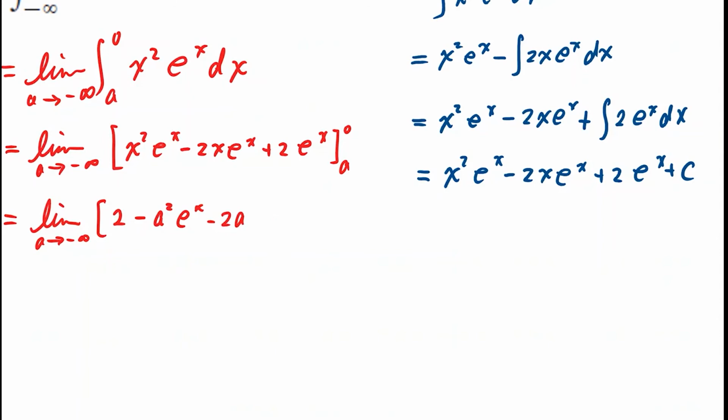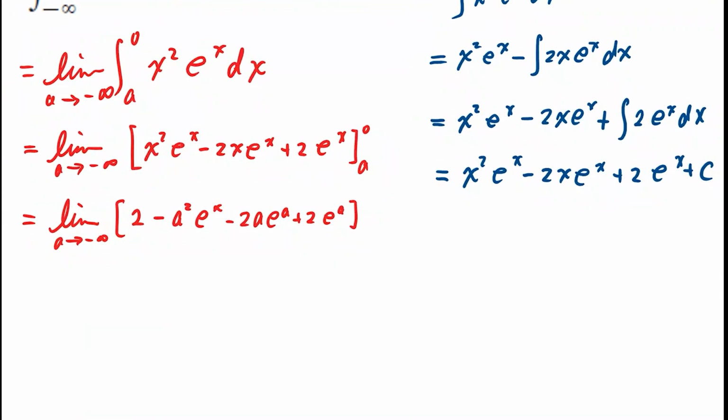Okay. e to the a plus 2 e to the a. So far so good. Now I have to take a limit. And when I take a limit, this dies, right? Because a is approaching negative infinity, e to the negative infinity is 0. Our question is, what happened to these two? This is infinity times 0. So is this. How are you going to figure this out?